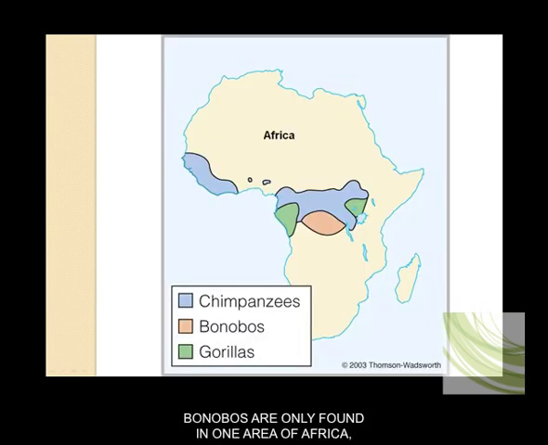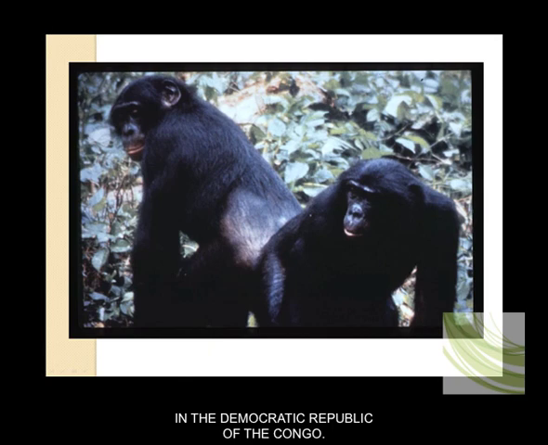Our last genus is Pan, which has 2 species in it. Pan paniscus, which is the bonobo monkey. Bonobos are only found in one area of Africa, in the Democratic Republic of the Congo. They look sort of like chimps, but they're smaller and more delicate, and in reality, they're a totally different species. Their social structure is very different.